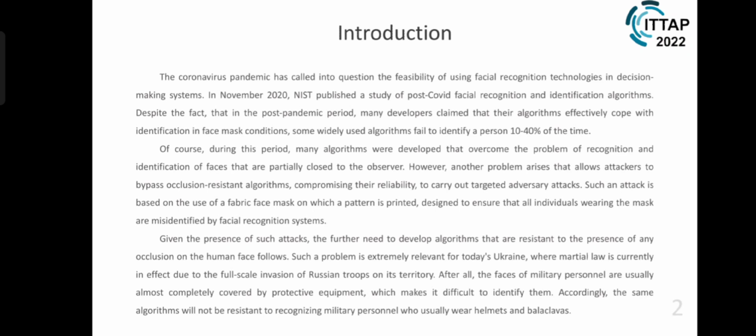Such a problem is extremely relevant for today's Ukraine, where martial law is currently in effect due to the full-scale invasion of Russian troops on its territory. After all, the faces of military personnel are usually almost completely covered by protective equipment, which makes it difficult to identify them. Accordingly, the same algorithms will not be resistant to recognizing military personnel who usually wear helmets and balaclavas.